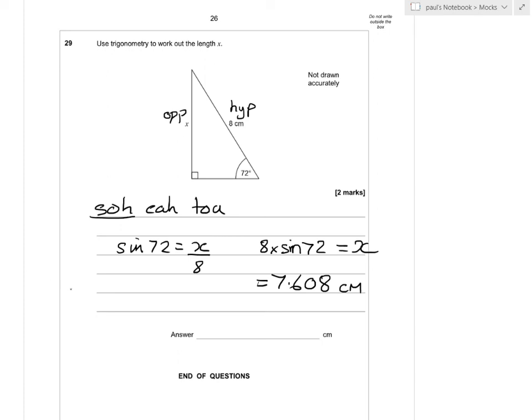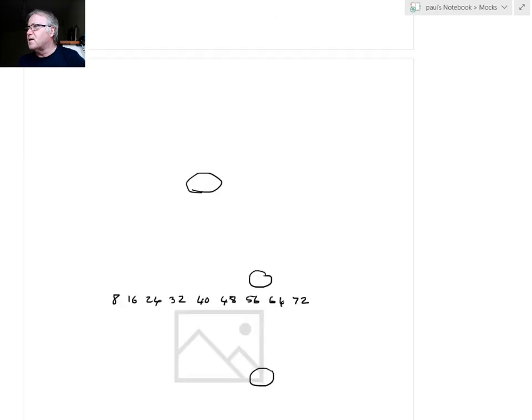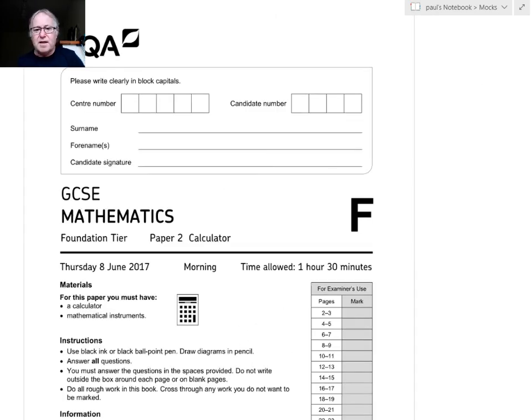Righty-ho. So, we're back there. So let's scroll up. Strange lines in there somewhere. So there you go. So that's the paper 2 from way back in 2017, but they're fantastic practice. Keep doing them again and again and again.